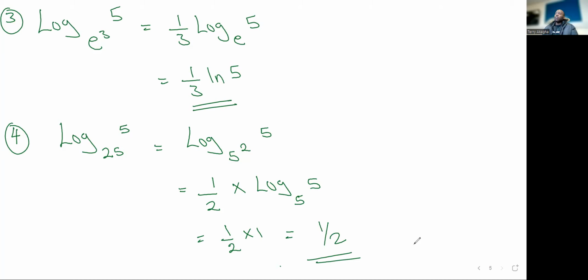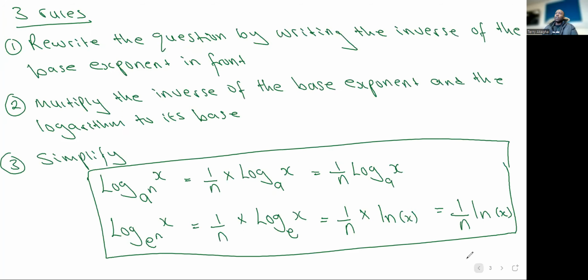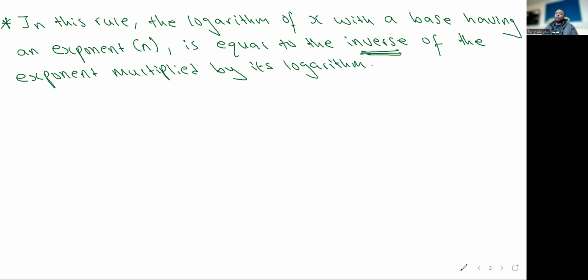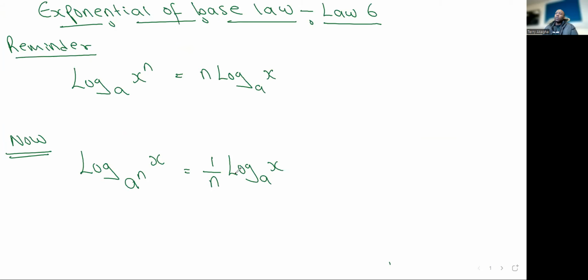Okay, and that will bring us to the end for this law, the logarithm of exponential of base law. So when you have the exponent on the base, it's going to be the inverse of the exponent multiplied by the logarithm. While in the previous video, if the exponent is with the logarithm value there, you just bring the exponent value down and multiply, and that will give you the answer.